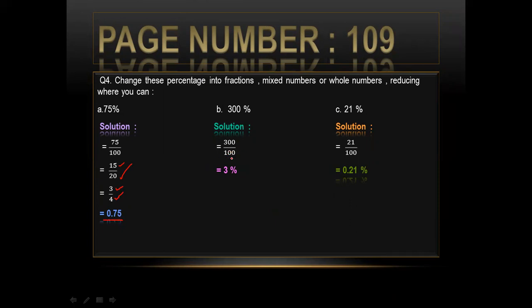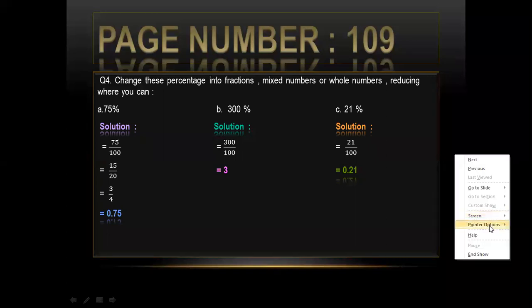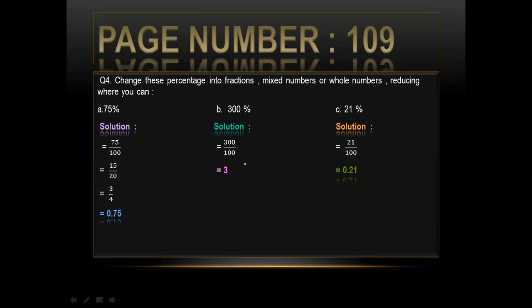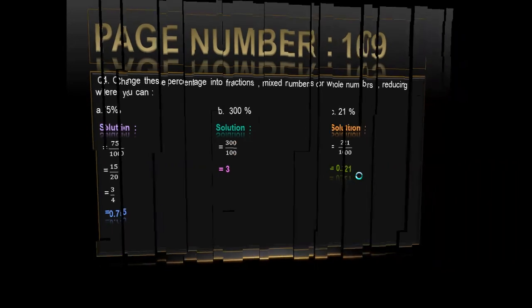300 over 100. We write 300 over 100. We cancel both zeros of 100 with the zeros of 300, and only 3 is left with us. In the next question, 21 over 100. 21 and 100 cannot cancel by any table, so we divide it directly. 0.21 is our answer.